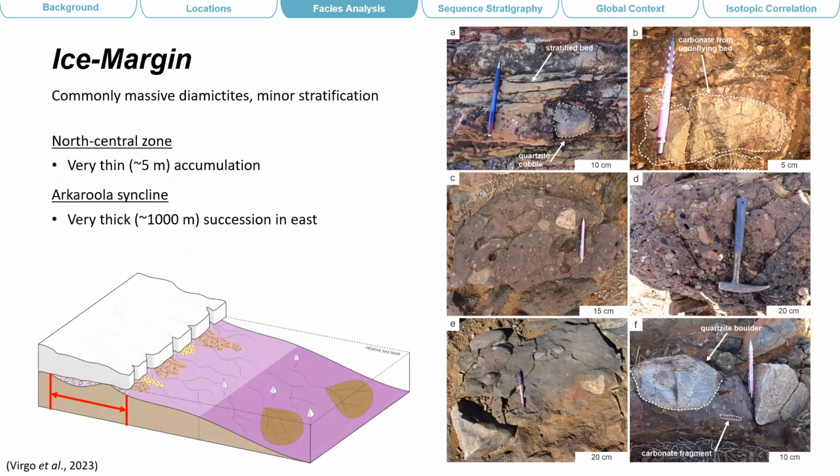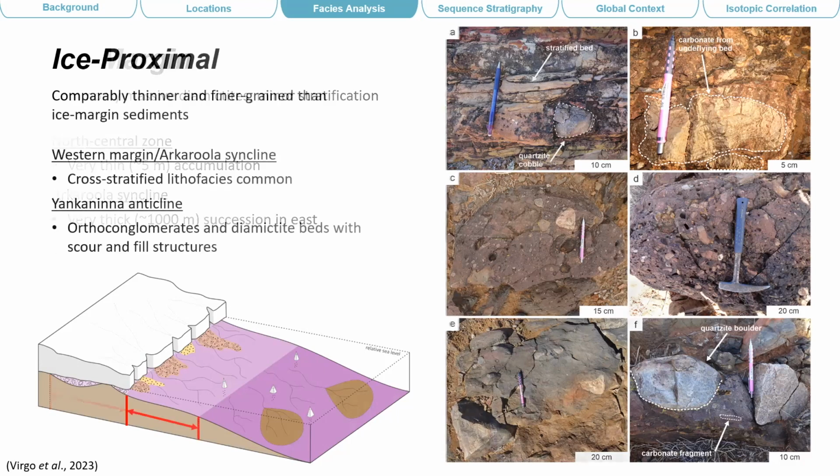I'm sure a lot of you have been to Tillite Gorge. There is a lot of diamictite out there. And the section we measured was up to 1,000 meters. So very, very variable across the basin.